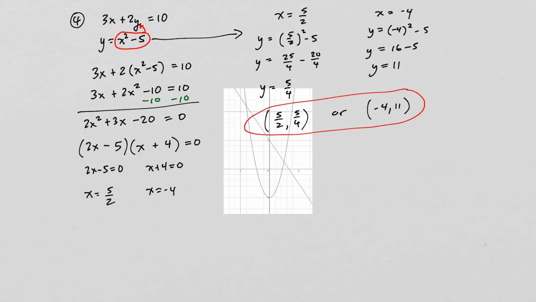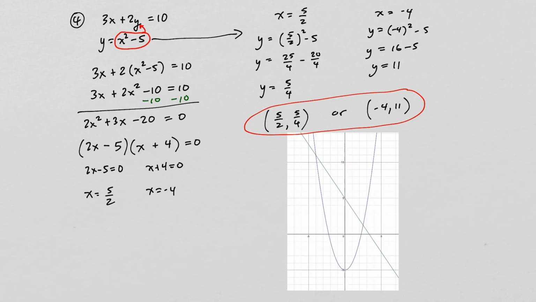All right, so here's our graph. Okay, and let's verify those points of intersection. We have a point of intersection here, which corresponds to x equals negative 4 and y equals 11. So that would be the point negative 4, 11. That's this one.